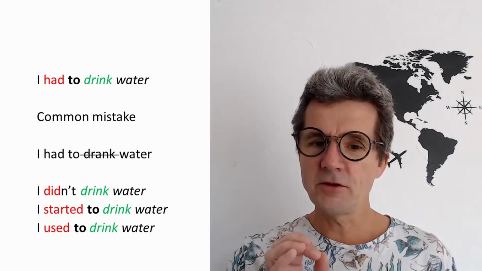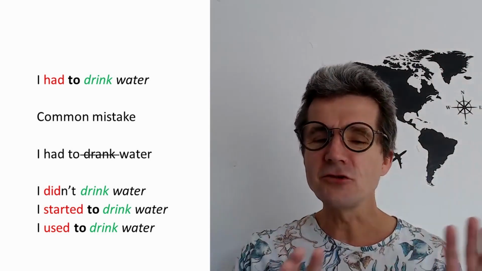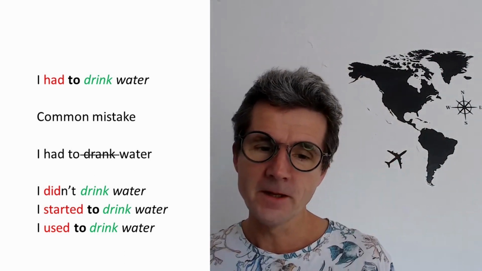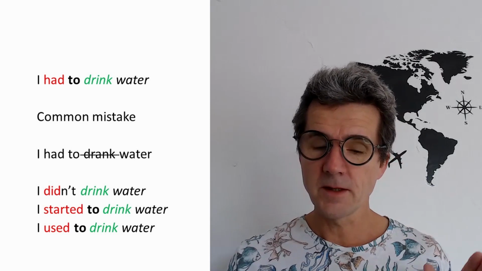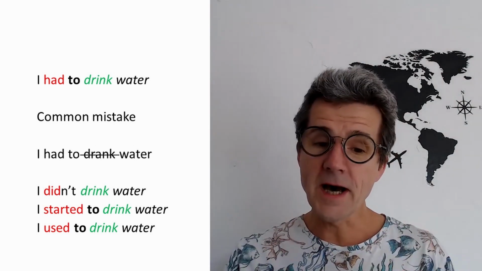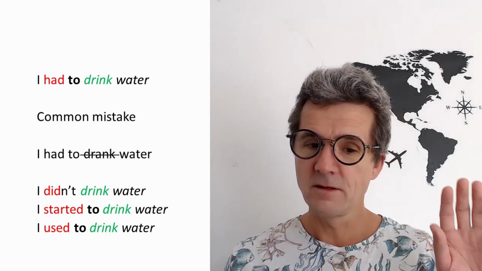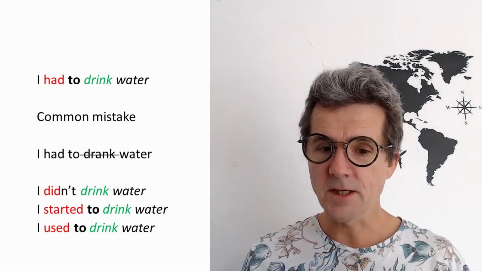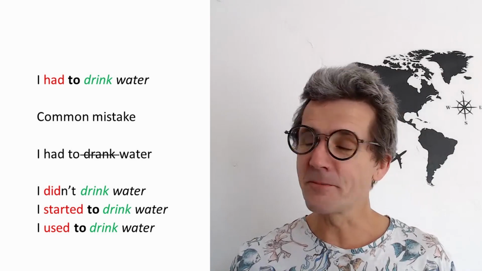I had to. I had to drink water. Here is a common mistake: I had to drink water. So past. In English, you don't get this past pattern. So I got some more examples here. I didn't drink water. I started to drink water. I used to drink water. What I'm highlighting here is the pattern. Type 2, type 1. Type 2, type 1. Type 2, type 1. So when you're talking about the past, this is a very common pattern.